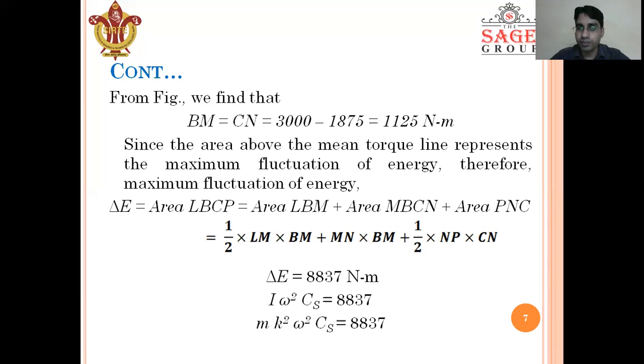But we also know that the maximum fluctuation of energy, delta E, is equal to I omega square CS. So I omega square CS is equal to 8837, where I, the mass moment of inertia, is equal to m k square. We have to calculate the value of CS in this question, the maximum fluctuation of speed in percentage. So we put in all the values of m, k and omega, and after solving this equation we get the coefficient of fluctuation of speed, CS, equal to 0.071, or 7.1%. This is the answer.